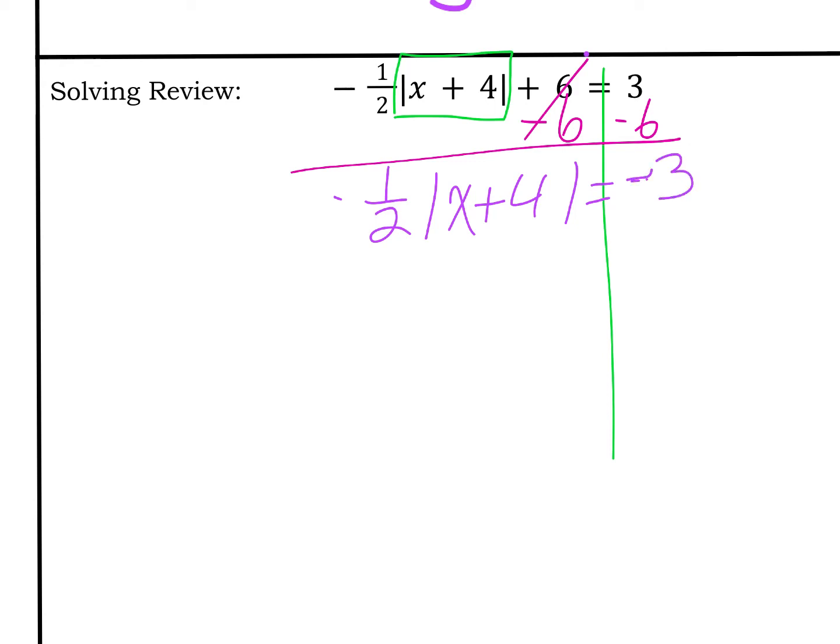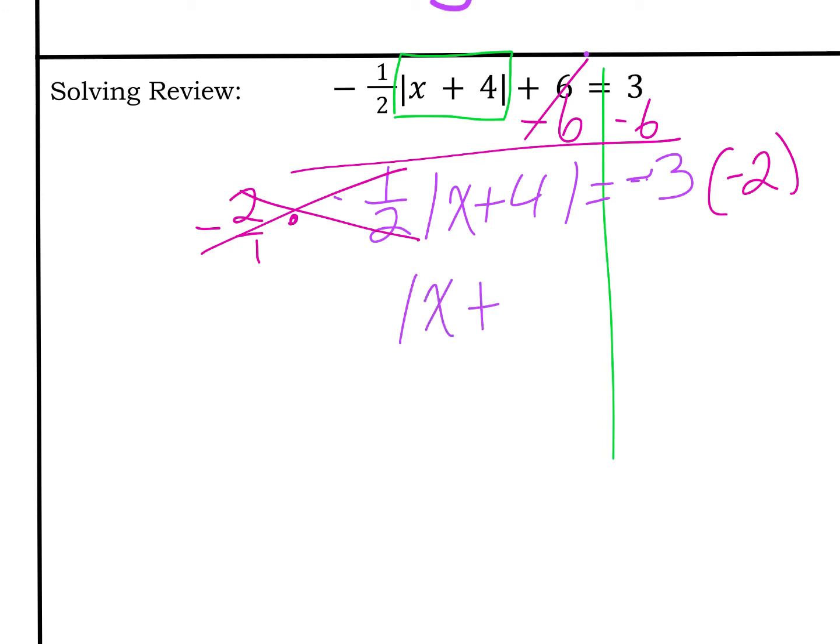So now I need to get rid of the -1/2. So I'm going to multiply it by a -2/1 so that that cancels out. But what you do to one side, you have to do to the other. So -2/1 is just -2. That is going to leave me with the absolute value of x plus 4, which is what I wanted. 2 negatives give us a positive 6.